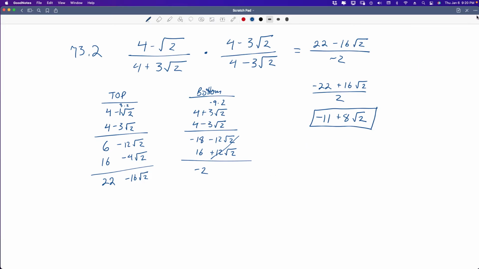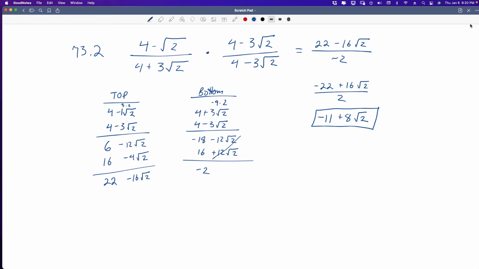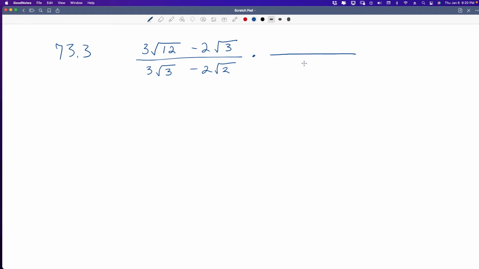Let's move on to 73.3 and then we'll be done with this lesson. How about that? Let's clear the page. 73.3. So again, we have a complicated one, this one has radicals in both numbers. Wow. All right, so that's going to be fun to figure out. And this one is 3 times the square root of 3 minus 2 times the square root of 2. All right, so the conjugate is, I need a volunteer from the audience to tell me what the conjugate is. Just text me right now.